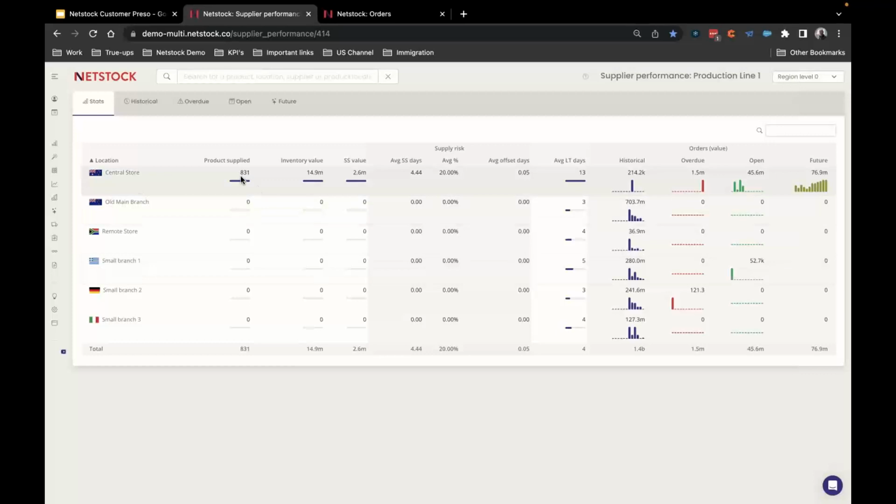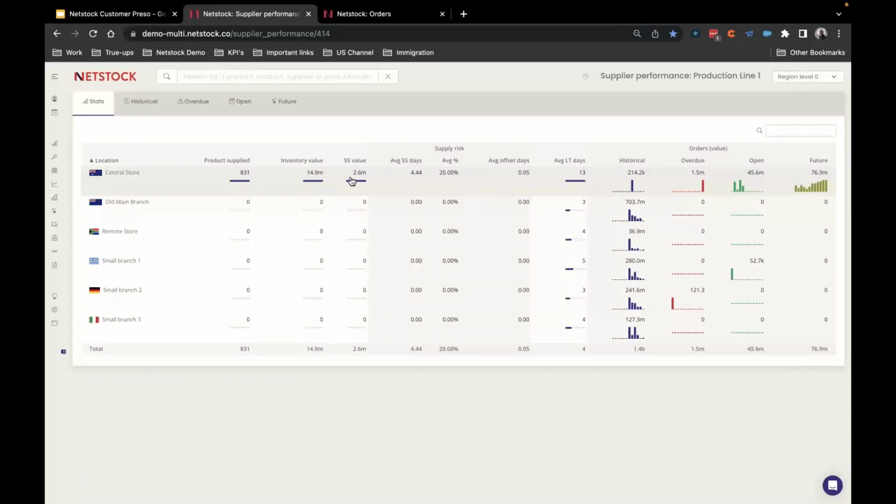So this supplier over here, we can see 831 items. We can see the inventory value and safety stock value. We can see the risk factors over here in the middle. On average, 13-day lead time, very short lead time for this supplier specifically. But there is an offset over there. The supply risk is 20%, so they are quite risky.